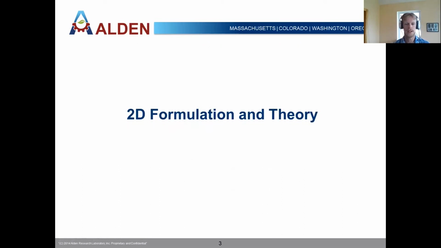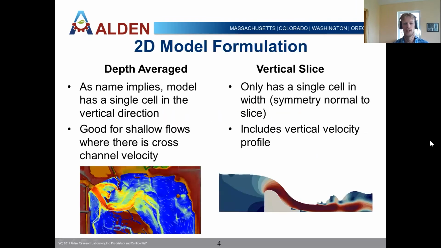First off, I just wanted to briefly go over a little bit of 2D model formulation and some of the background theory because it's relevant. When most people say 2D model, you most often think of just your generic HEC-RAS 2D, where it's a depth average model, and as the name assumes, there's only a single cell in the vertical direction. And this is great for river and floodplain flows where you have general shallow depths, and it's more important to capture the variation in velocity across a channel than it is vertically within the water column.